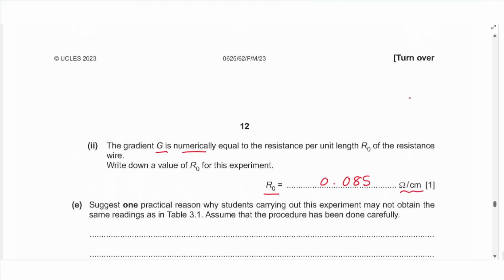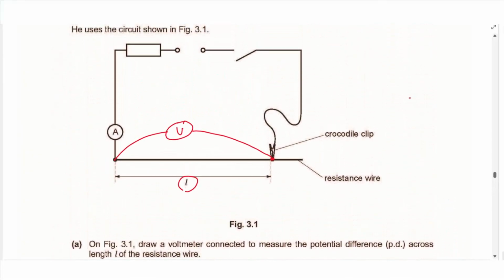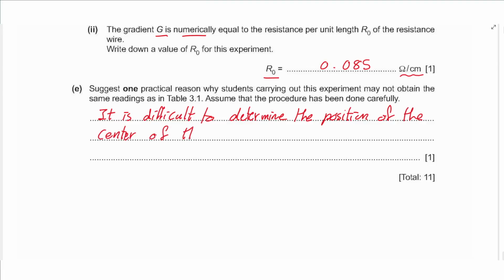First of all, we can look at the limitations of the experiment itself, or the diagram itself. Here we have a crocodile clip that determines the end of length L, and the crocodile clip is usually too thick to pick just one number on a ruler. So we can say that it is difficult to determine the position of the center of the crocodile clip to measure L. Or we can say that the resistance of the wire keeps changing due to heat, or that it is not uniform across the complete wire. Now we go to the investigation question.